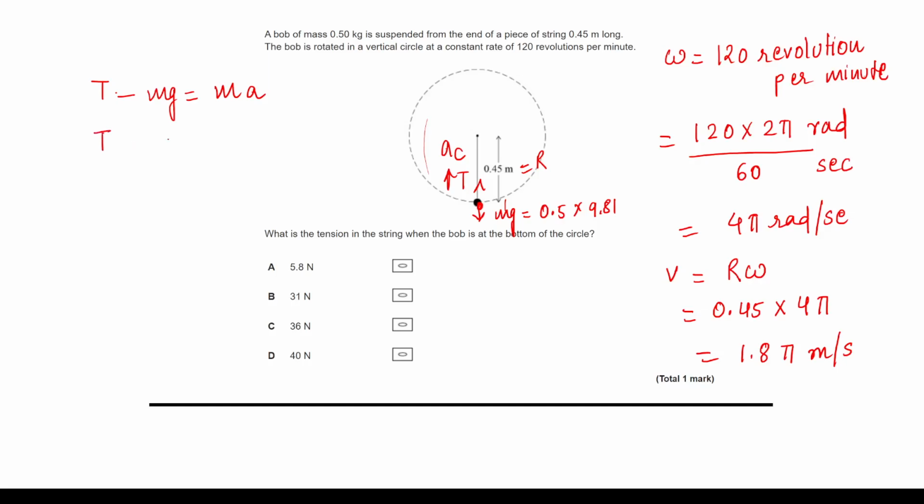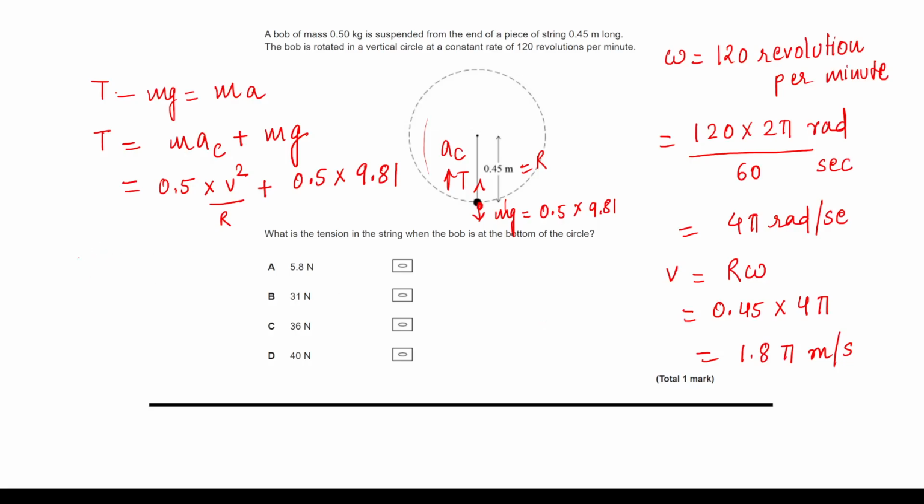I want tension, so T is ma plus mg. There is a lag, I don't know why it's lagging. Okay, now m is how much? 0.5 times v square over r, plus 0.5 times 9.81. Okay, this is serious lagging here.